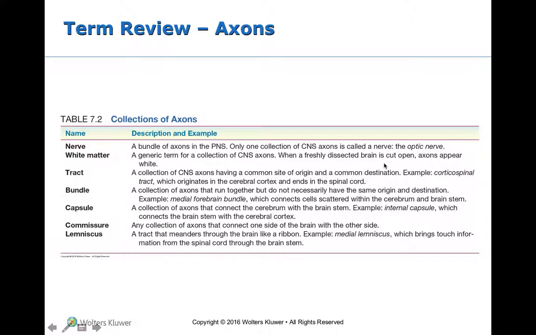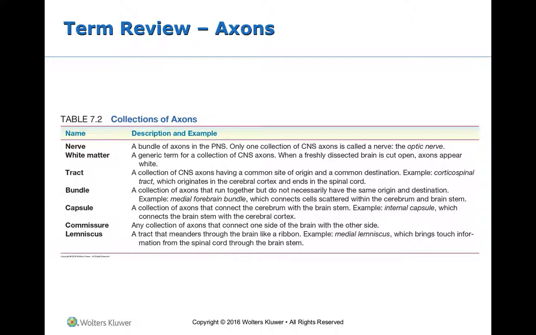And some review terms for axons. You have a nerve, which is a bundle of axons, like the optic nerve, which is a bundle of ganglion cell axons from the retina, precisely. White matter is the generic term for the collection of central nervous system axons. A tract is a collection of central nervous system axons having a common site of origin and a common destination, such as the corticospinal tract.